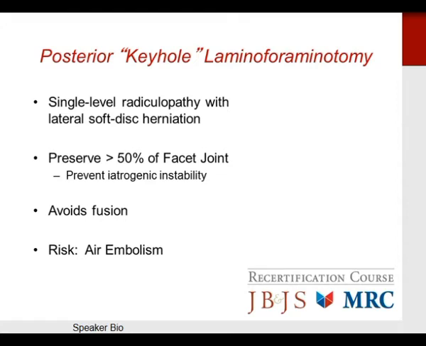If we talk about posterior approaches, the keyhole laminoforaminotomy is an option if it's single level and if it's a soft disc that is lateral. Central discs are not able to be addressed by the keyhole laminoforaminotomy. Manipulation of the spinal cord is not an option. As a result, you have to go more lateral, and if you do, you must preserve 50% of the facet joint in order to prevent instability. If you take more than 50% of the facet joint, then fusion must be performed. If you can avoid a fusion, this is a motion-preserving procedure. There are some risks associated with this procedure, including air embolism.